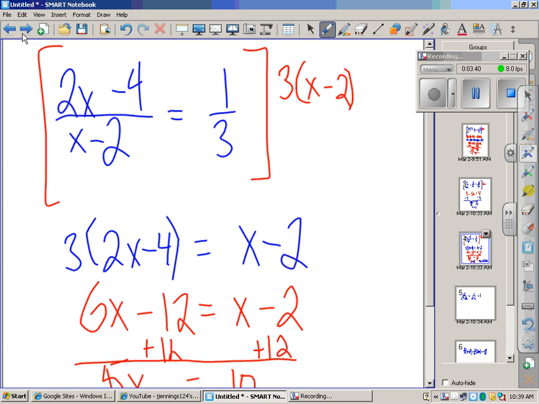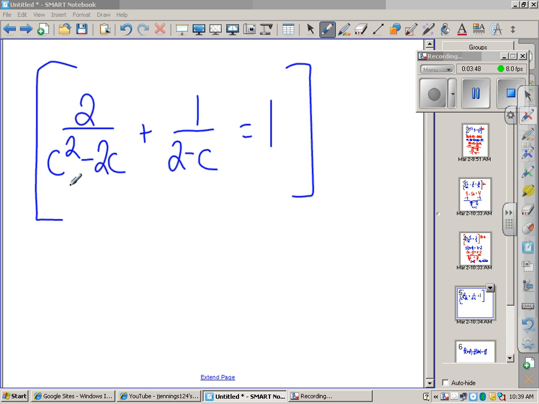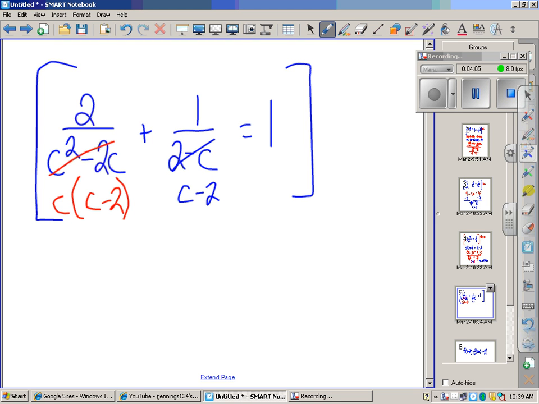And then we progress to a harder style problem. And one of the things that makes this problem hard is that you have to factor this first. So I'm going to factor out a c. Then you can recognize that 2 minus c and c minus 2 are opposites. So I am going to divide this by negative 1, and then divide this by negative 1.